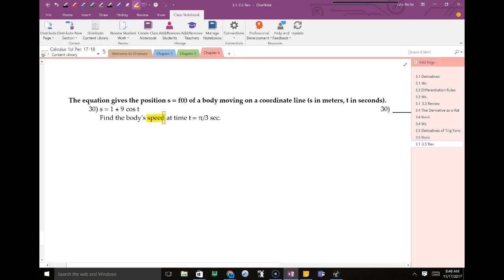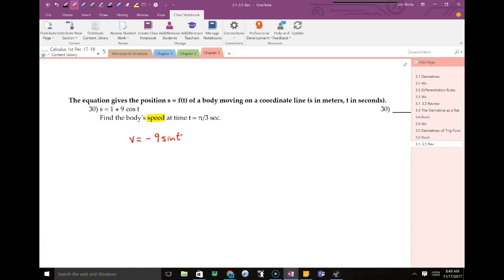Okay, so it's the absolute value of your velocity. So all I have to do is find the velocity. To find the velocity, I'm going to derive my position. So what is the derivative of 1 plus 9 cosine of t? The derivative of that is negative 9 sine of t, right? Because the derivative of cosine is negative sine.